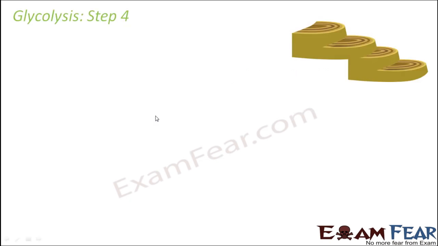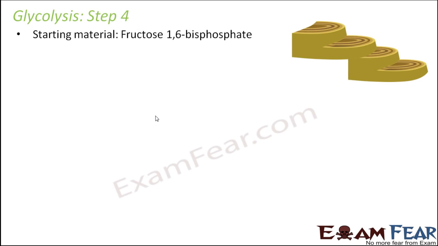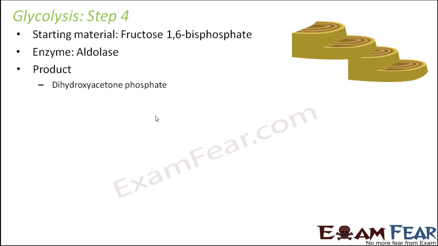So what happens next in step 4? In step 4, the starting material is going to be the product which was formed in step 3, that is fructose 1,6-bisphosphate, right? Now the enzyme which will act here is aldolase, and two products will be formed: dihydroxyacetone phosphate and glyceraldehyde phosphate. So there are two products formed in this step, right? Let us see what exactly happens here.